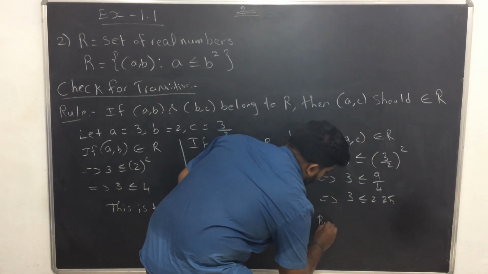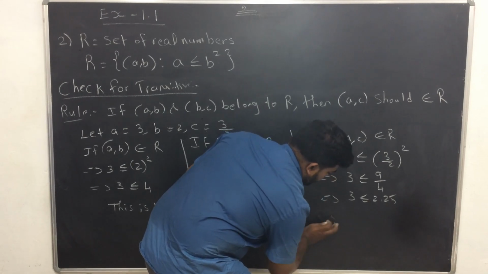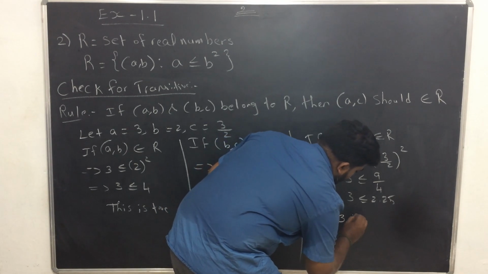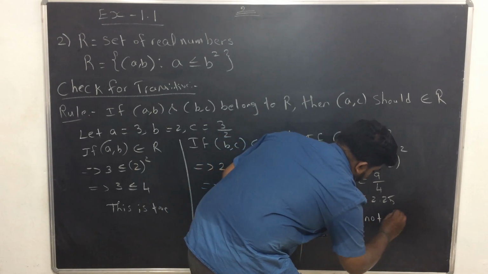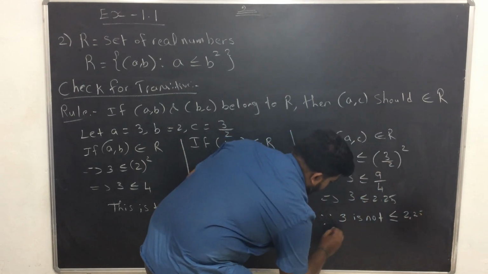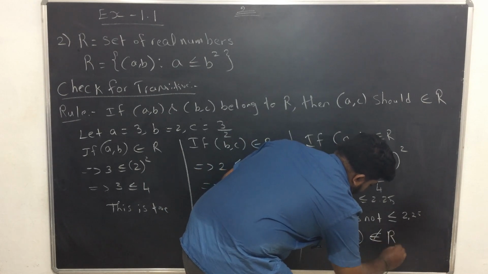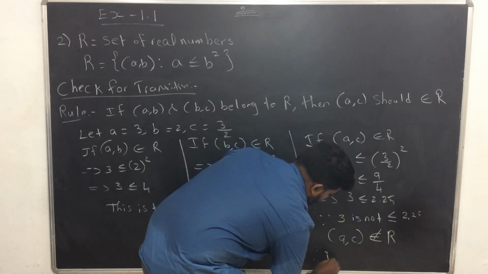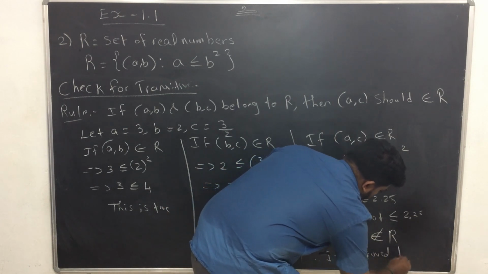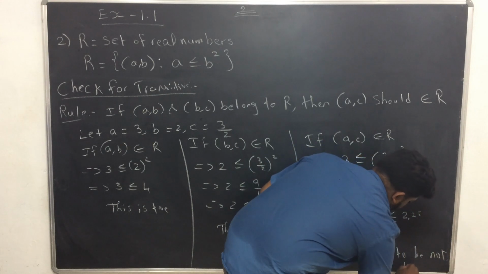But since 3 is not less than or equal to 2.25, we can say A comma C does not belong to the relation. Therefore, it is proved to be not transitive.